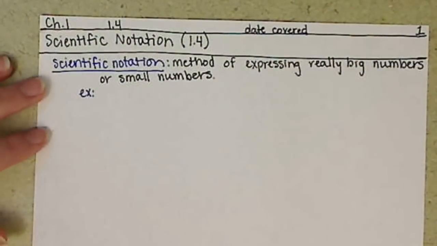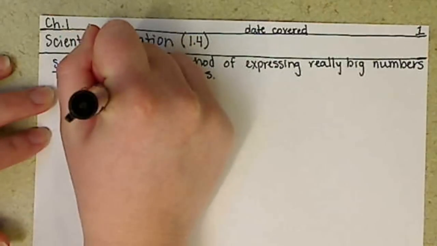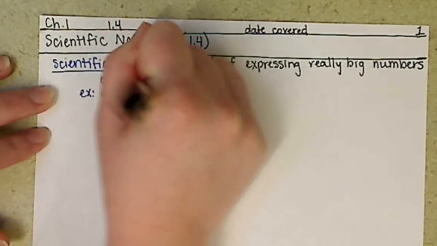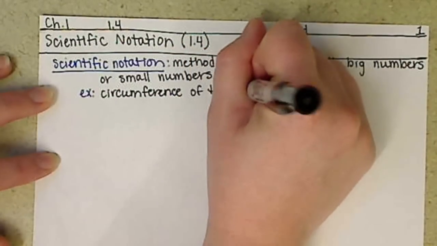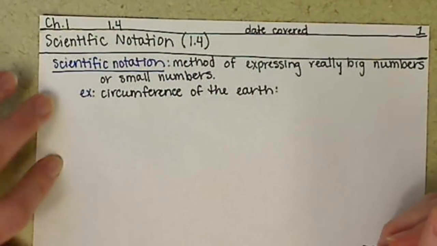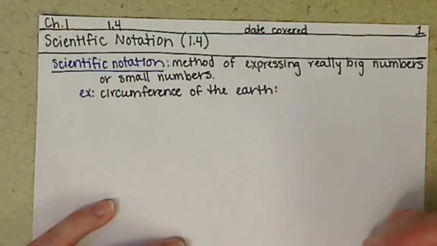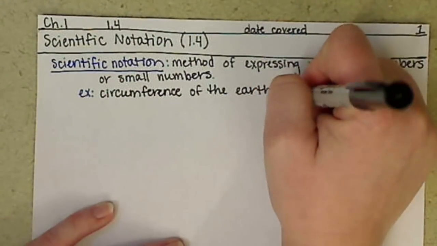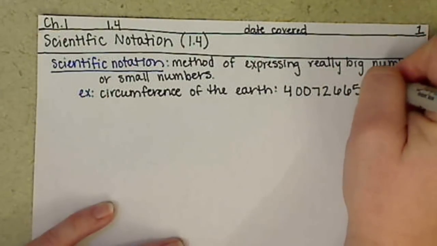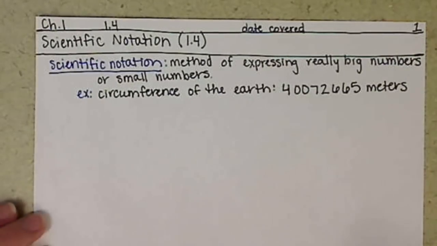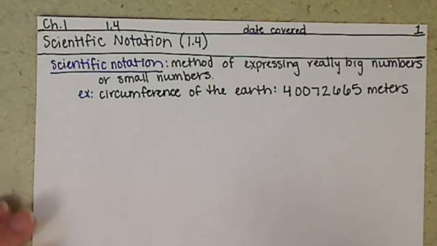So maybe an example of this would be the circumference of the Earth. Size of the Earth, we have 40,072,665 meters. Unit of length. That's a fairly big number. It has a lot of digits to keep track of. If we were doing a calculation with this, we'd have to write that number down quite a few times.